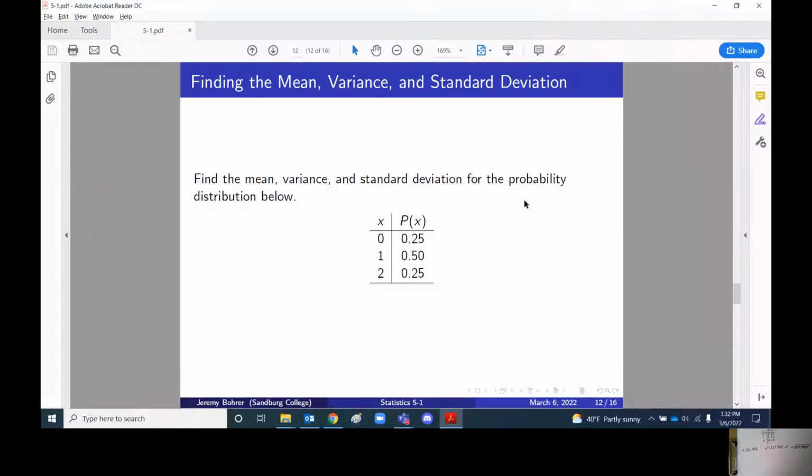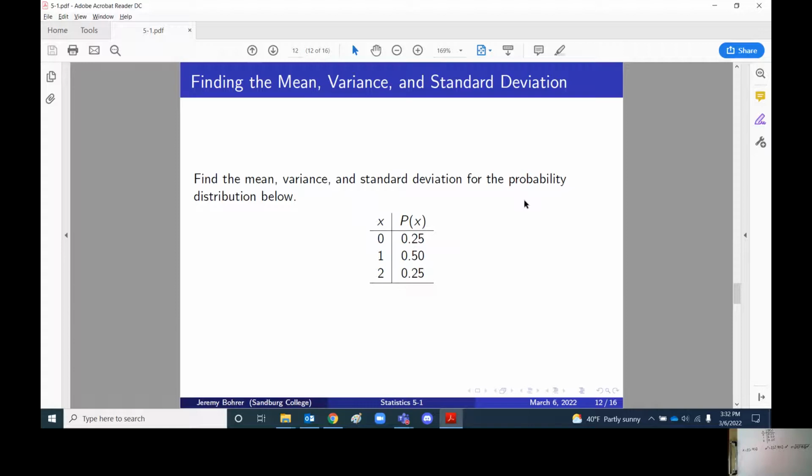In this video, we are going to look at the problems in section 5.1. We're only doing a couple of these because the others require information we haven't gotten to yet, and we'll talk about them next time. So in this first problem, we're asked to find the mean, variance, and standard deviation for this probability distribution. It's a pretty simple one.